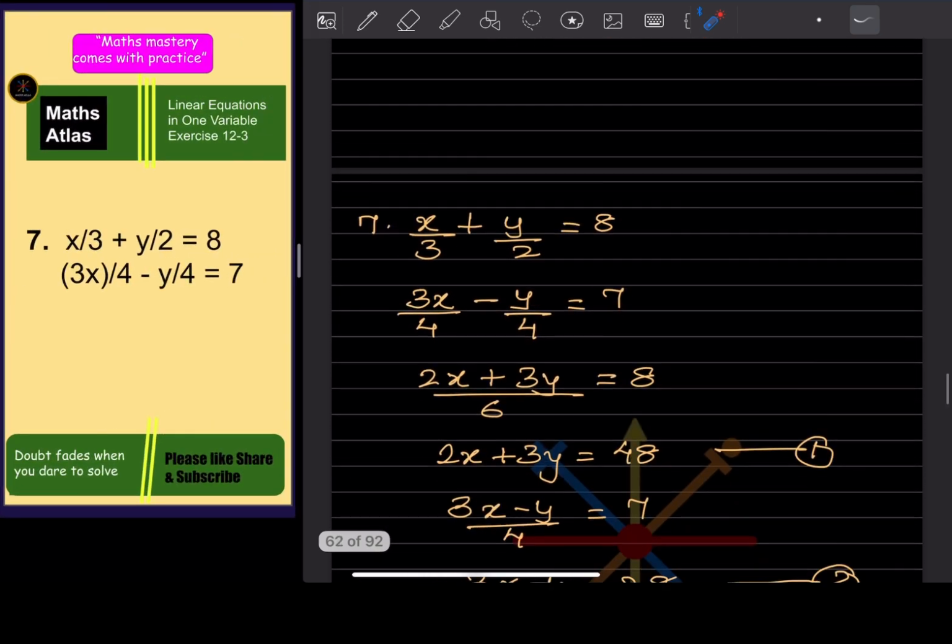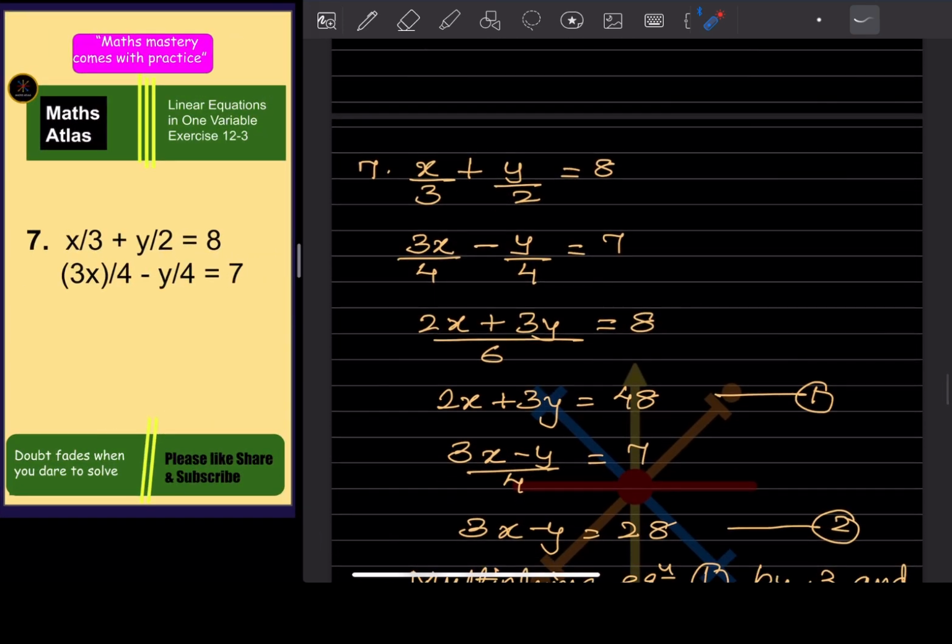Now let us see the next one. Again, x by 3 plus y by 2 is 8, and 3x by 4 minus y by 4 is 7. Now you can see in this equation that the denominators are different. So we will take the LCM of it. The LCM is going to be 6. So this is going to be (2x plus 3y) divided by 6 is 8.